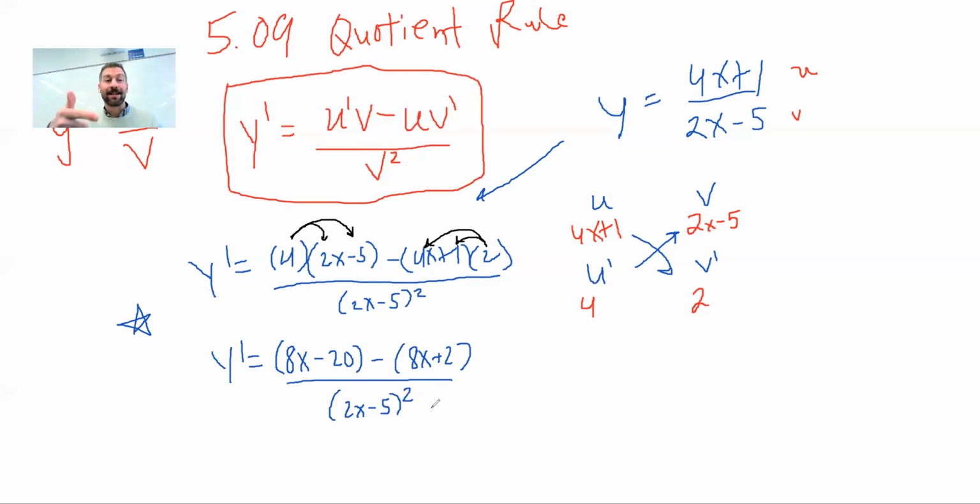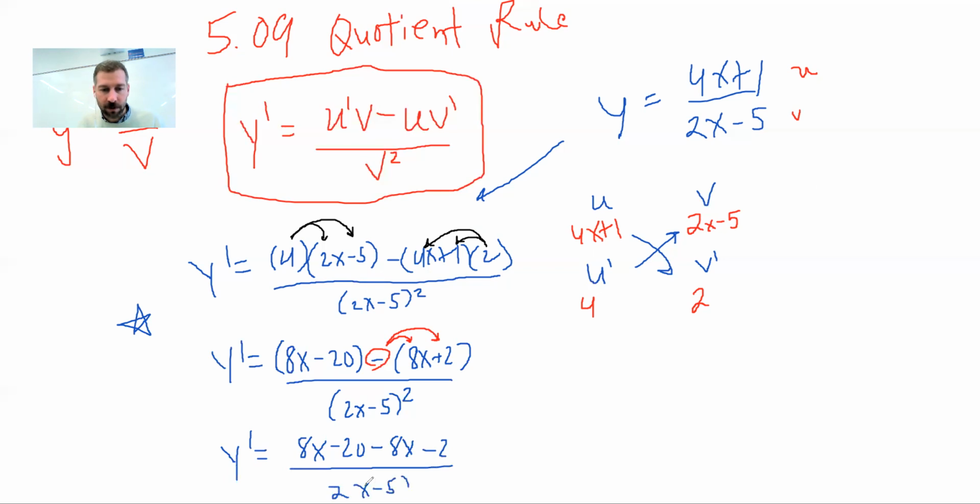This is better, but it's still not condensed or simplified enough, because now that I've done my multiplication here, these two things on top are not being multiplied. They're actually being subtracted. So just remember that when I'm subtracting and I have parentheses, I actually need to subtract both of these things. Think about distributing that negative to the inside. So now we have 8x minus 20 minus 8x minus 2 all over that 2x minus 5 squared.